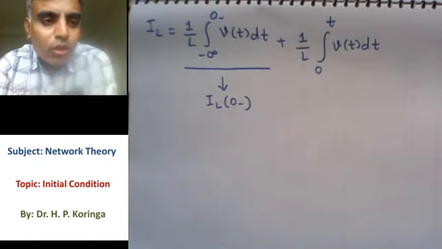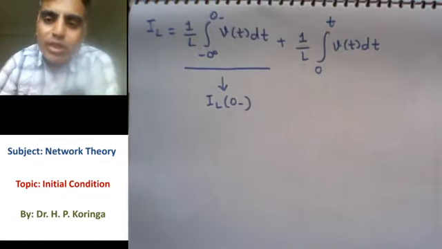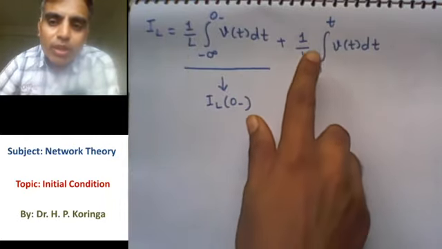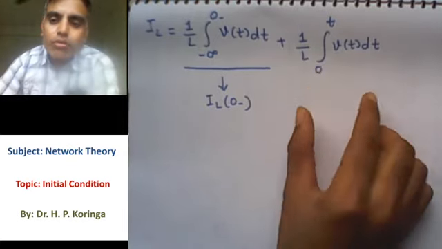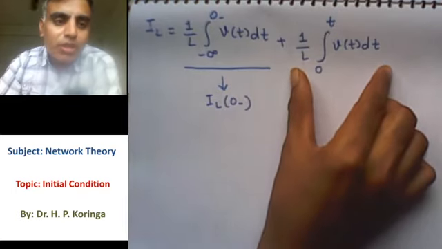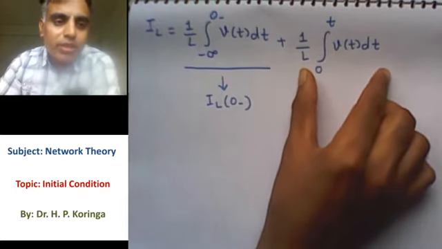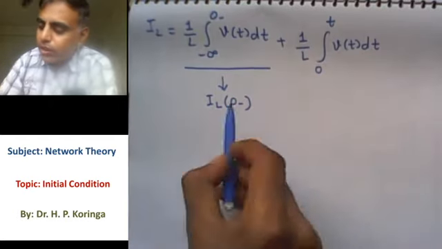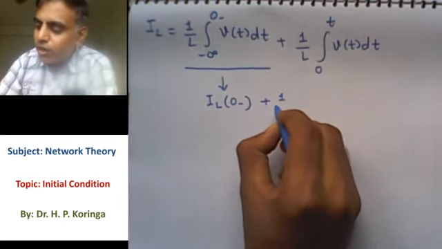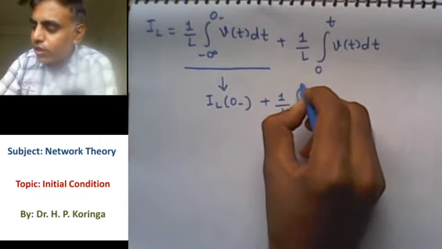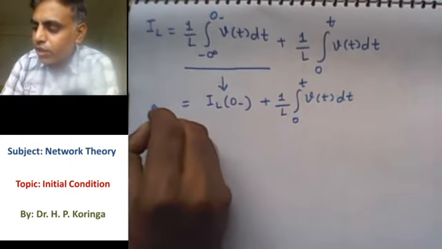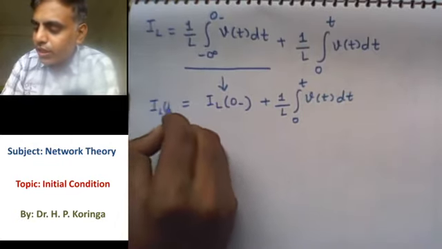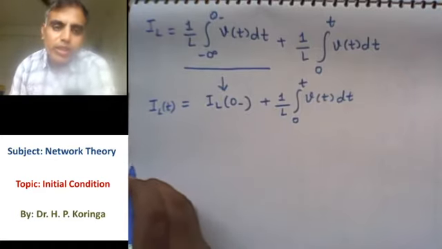So if we keep it for a longer time, it will add more value. So it is an integration. If the difference between the upper and lower limits is more, the answer will increase, right? This is after the switching, whatever value is added in the charging. So after switching, whatever value is added, the integral from 0 to t of v of t dt, is the current passing through the inductor at any time t.